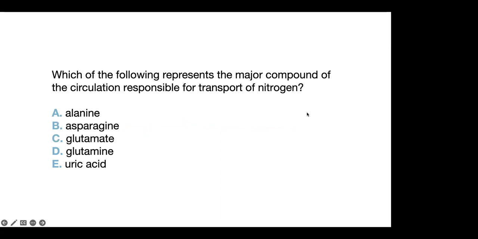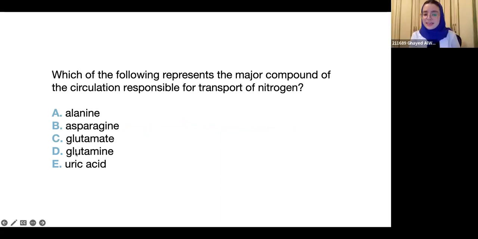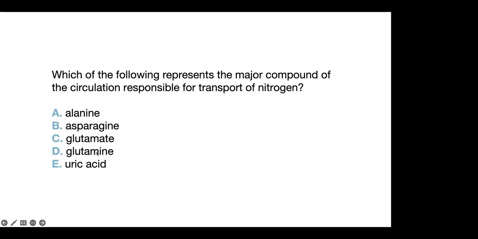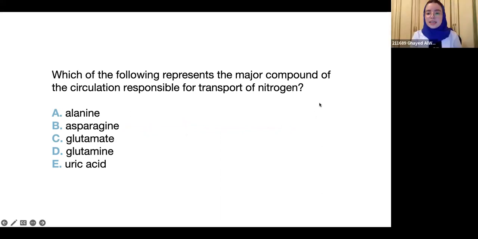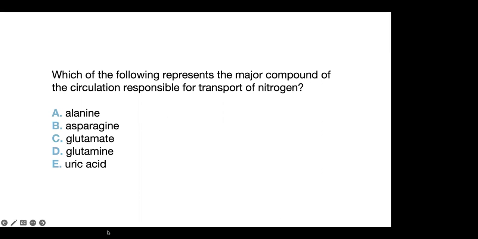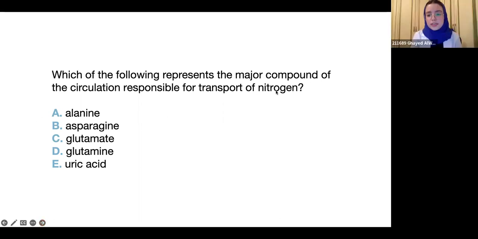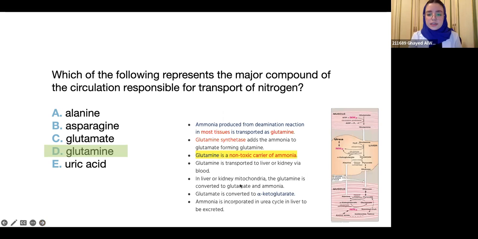Glutamine or glutamate. It starts with glut. Okay, it starts with glut. You were right the first time. Glutamine. Yeah. So remember when we said that glutamine is the non-toxic carrier of ammonia? So D is going to be the answer. This is a fairly simple question. This should be like a recall question. I tried to combine a bit of both different styles of questions so you guys could get the hang of it. Okay, and this is the slide over here.